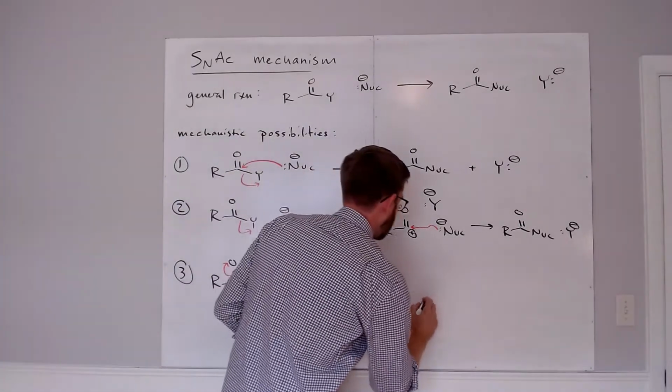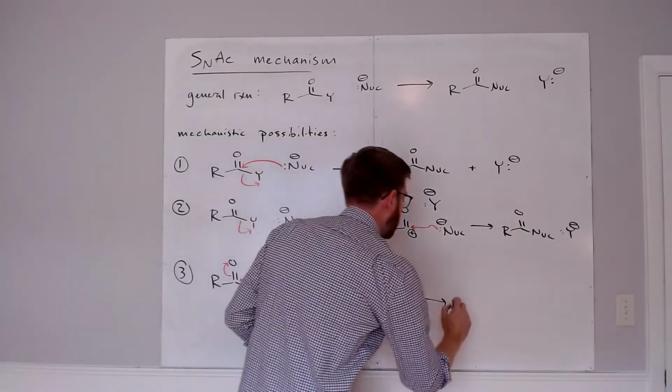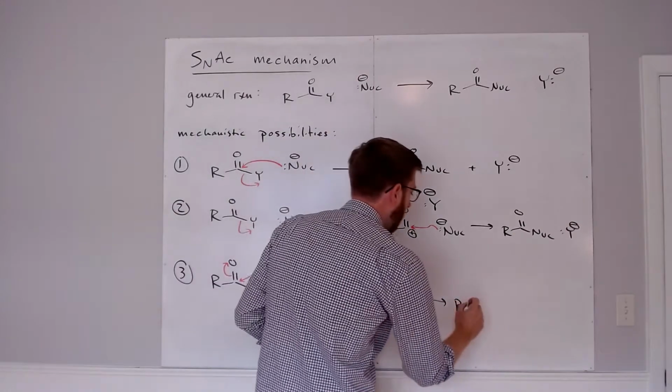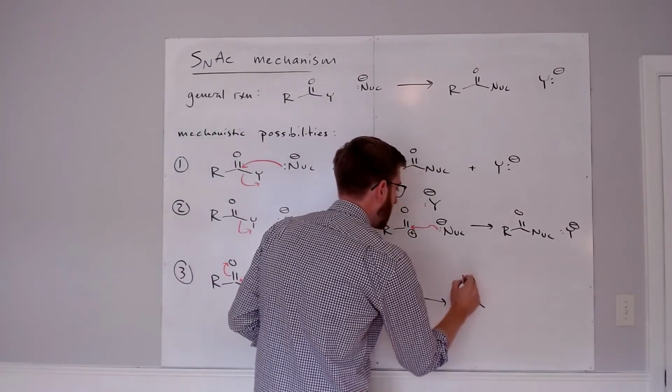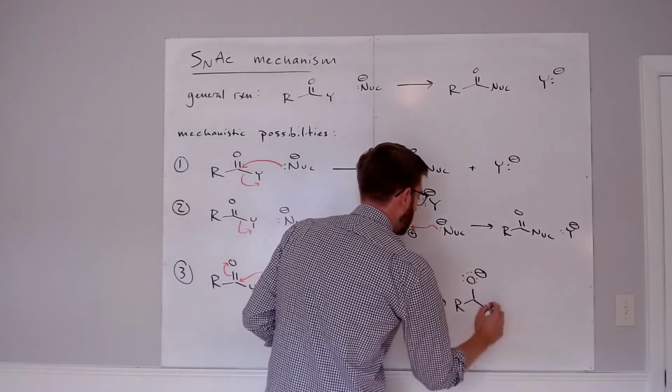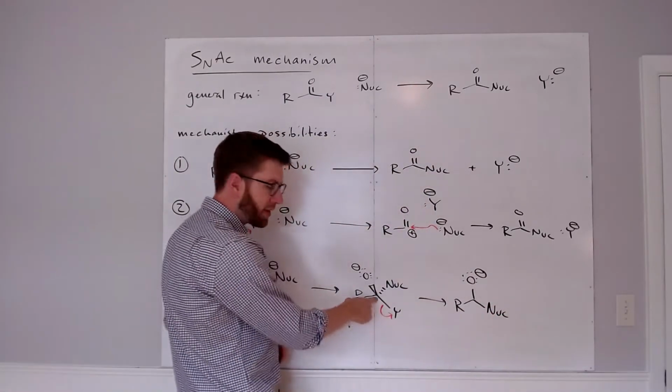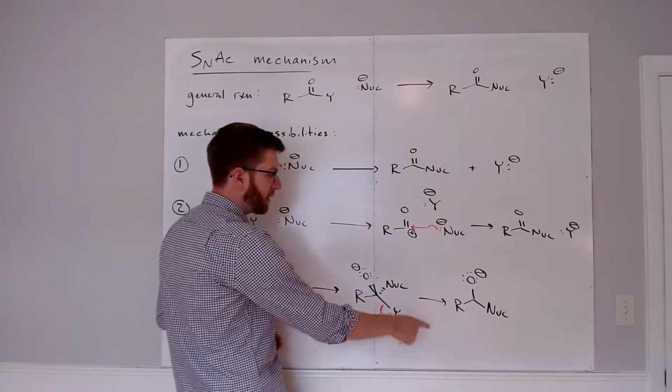That would give us an unusual looking structure. We would now just have 3 different bonds to this carbon, so we're probably back to trigonal planar geometry. So we would have the nucleophile still attached. We'd have a positive charge at this carbon, something is just leaving.